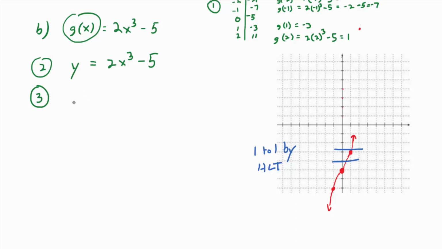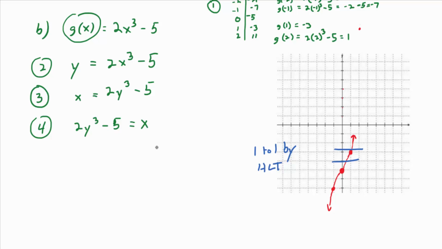Step 3, to create the inverse, we switch x and y, don't we? So x equals 2y cubed minus 5. And then what do we do in step 4? I'm going to rewrite it as 2y cubed minus 5 on the left equals x, because what do I want to do? I want to solve for y.